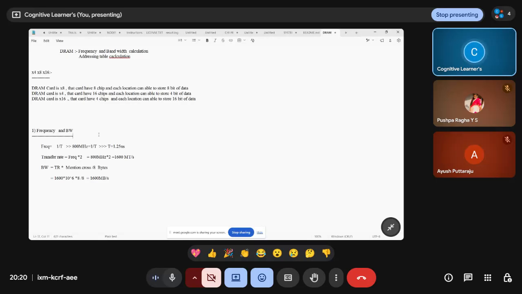What is that example? That example is 4 GB cross 8 PC 1600. That is 1600 megahertz, 4 GB capacity, and that cross is cross 8. Okay, this way we can easily calculate the frequency and bandwidth, guys.